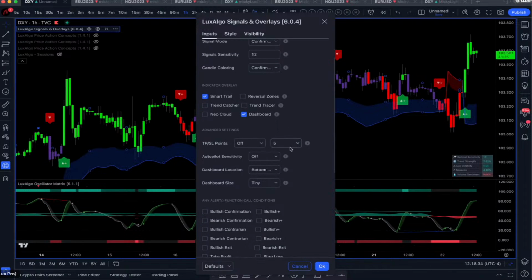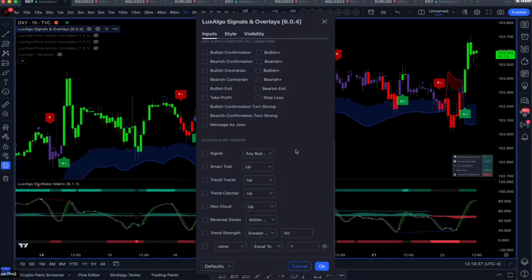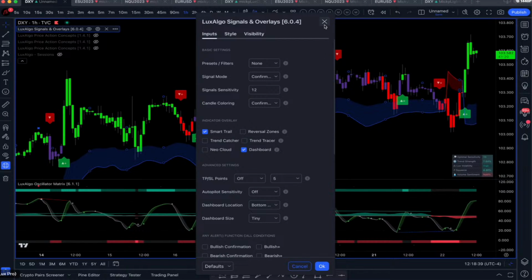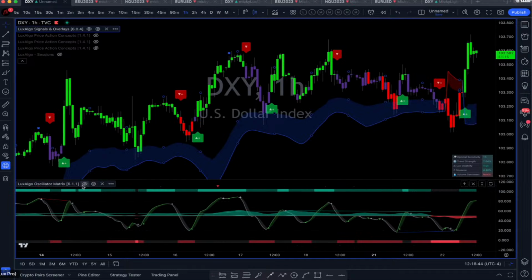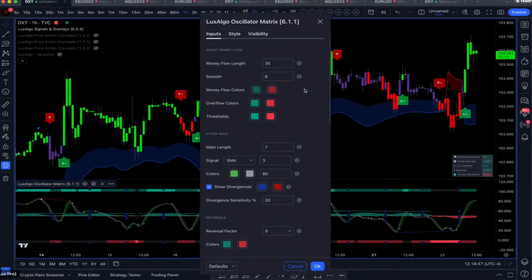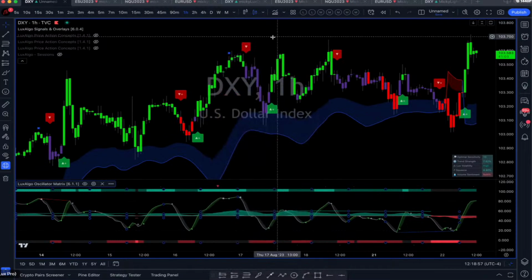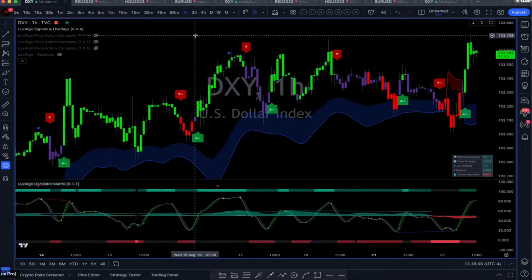Pretty much everything else is disabled. Let's go down to the oscillator matrix. Default settings, mainly signal mode SMA, setting number 3. Any questions on both these default settings for signals and overlays and the oscillator matrix? Everyone good? Okay.